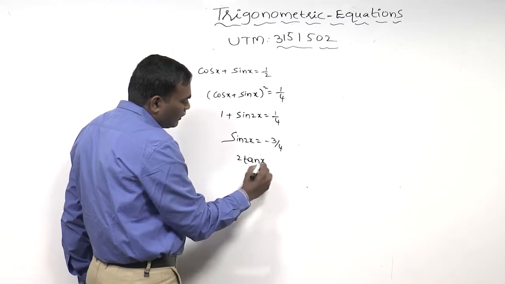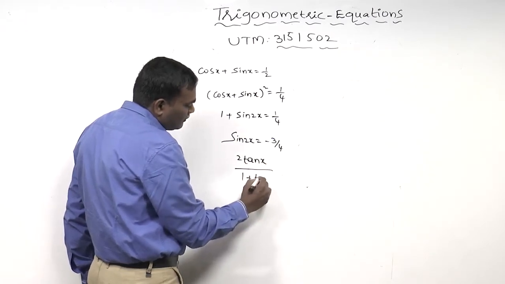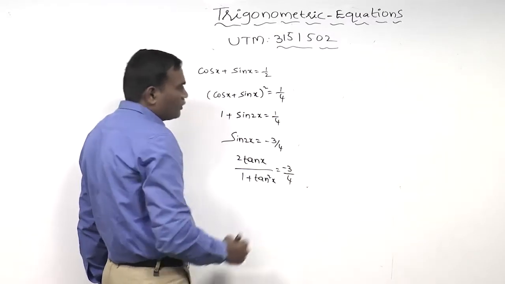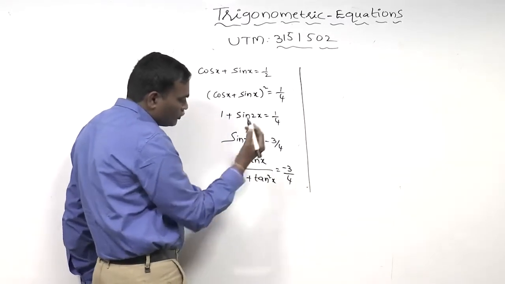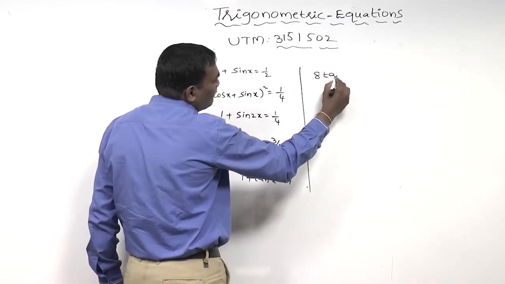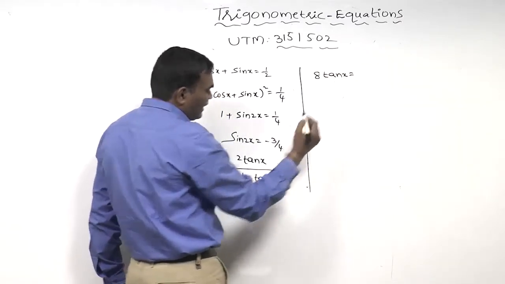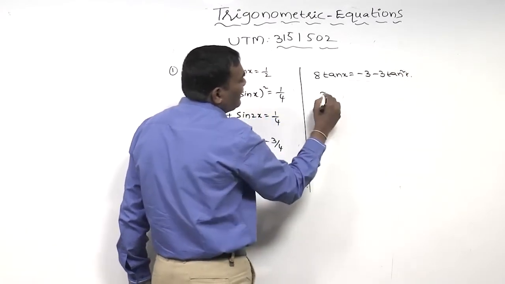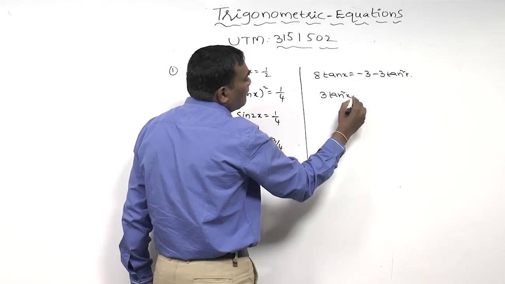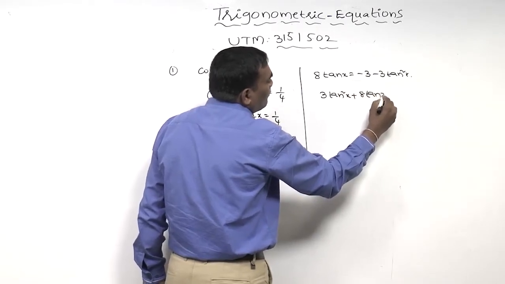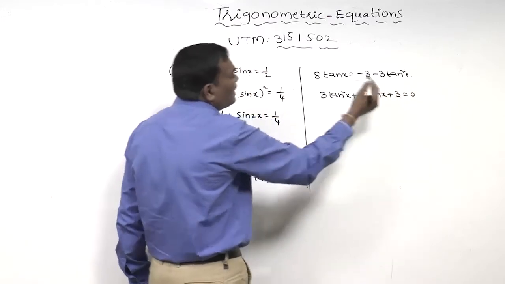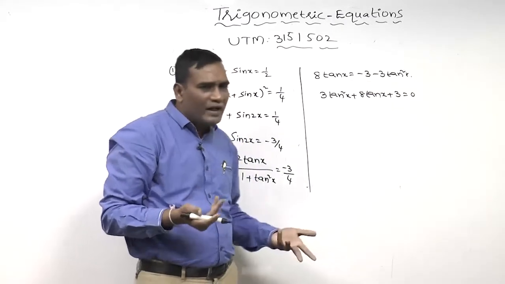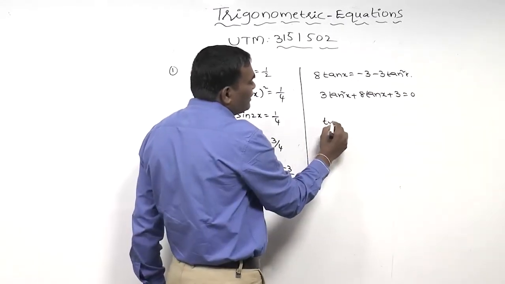2 tan x by 1 plus tan square x is equal to minus 3 by 4. Do cross multiplication. That is 8 tan x is equal to minus 3 minus 3 tan square x. So 3 tan square x plus 8 tan x plus 3 is equal to 0. 3 times 3 is 9, but here 8 is there. There are no factors. No factors means what to do? Apply the quadratic formula.